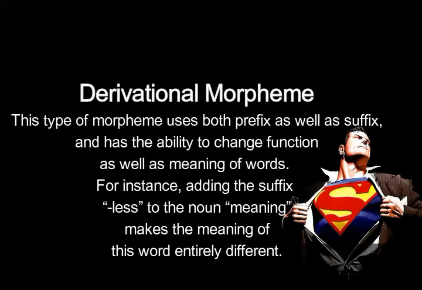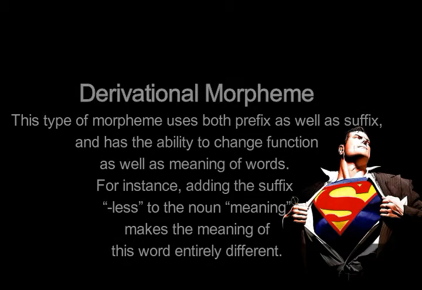Derivational morphemes. This type of morpheme uses both prefix as well as suffix, and has the ability to change function as well as meaning of words. For instance, adding the suffix "less" to the noun meaning makes the meaning of this word entirely different.